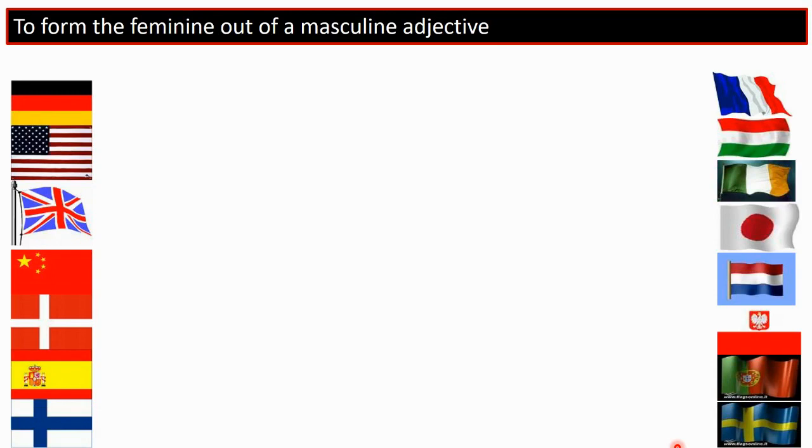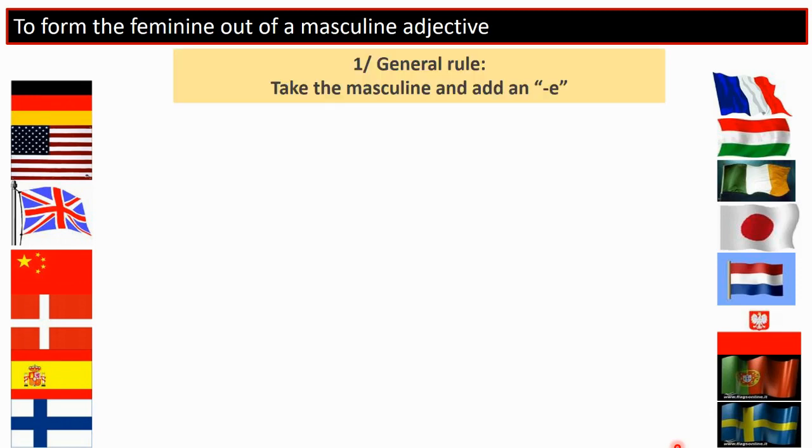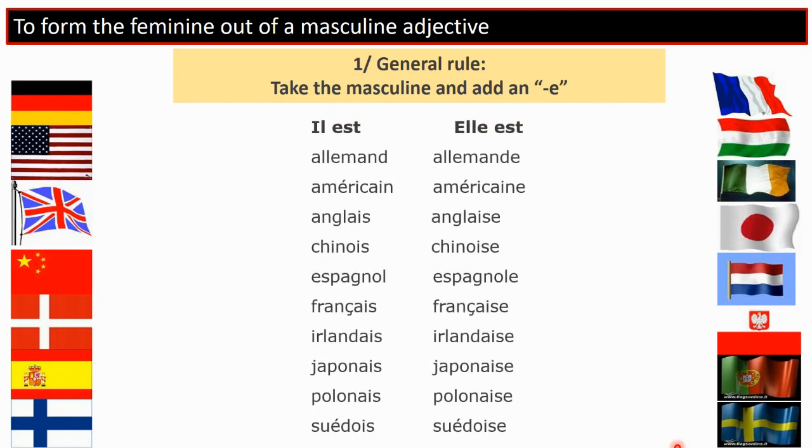So let's look at how we form a feminine adjective out of a masculine adjective. The general rule, the simple rule, is you take the masculine and you just add an E to the word. Example, you would say, il est allemand. He is German. To form the feminine, you are going to add an E. Elle est allemande. And that's it. That means she is German.